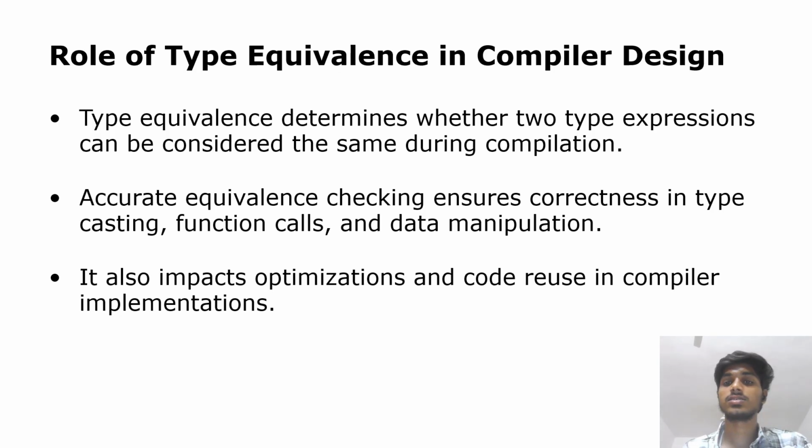Role of type equivalence in compiler design. Type equivalence determines whether two type expressions can be considered the same during compilation. Accurate equivalency checking ensures correctness in type casting, function calls, and data manipulations. It also impacts optimizations and code reuse in compiler implementations.